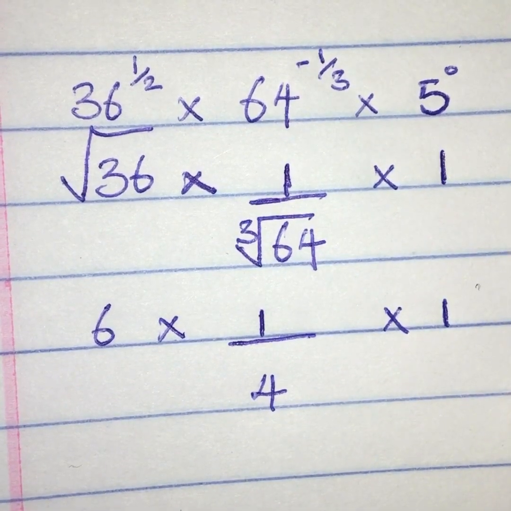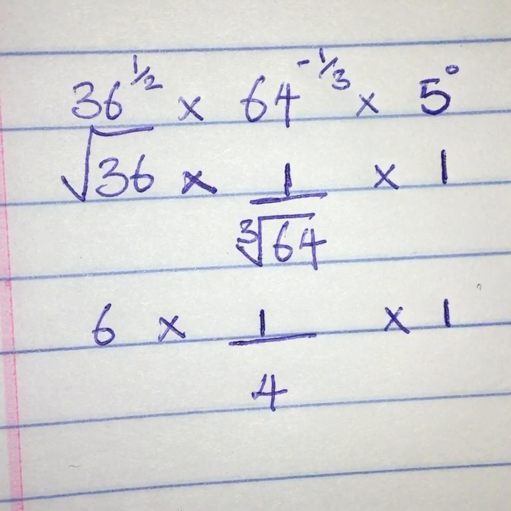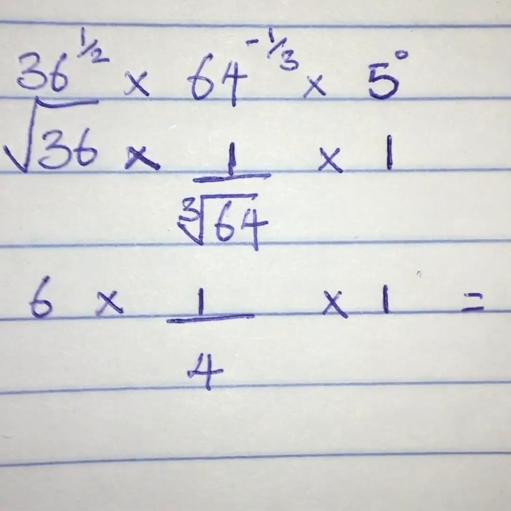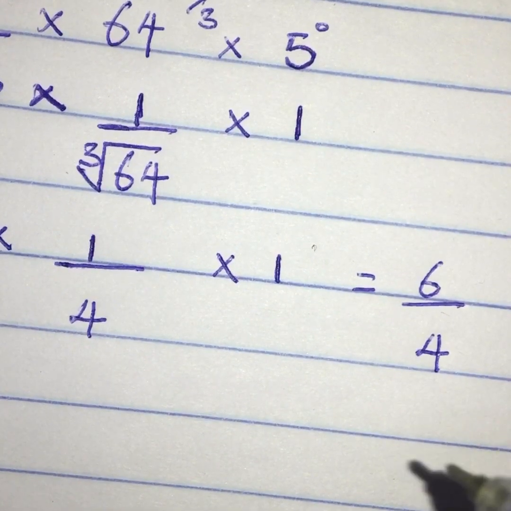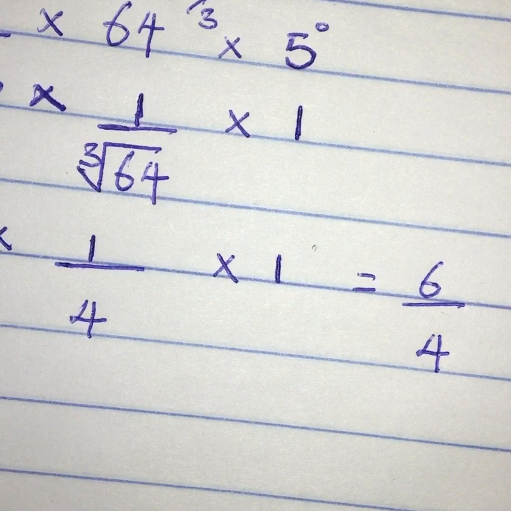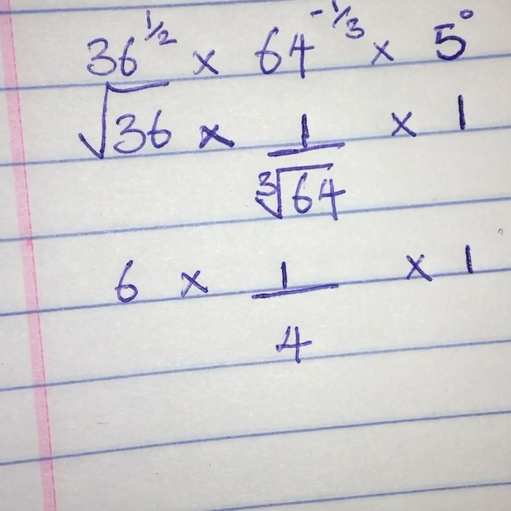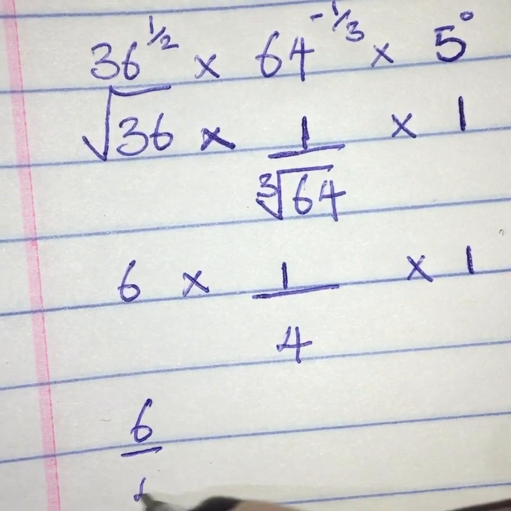We multiply this together, we have 6. Bring our denominator here, 4. So we end up having 6 over 4.